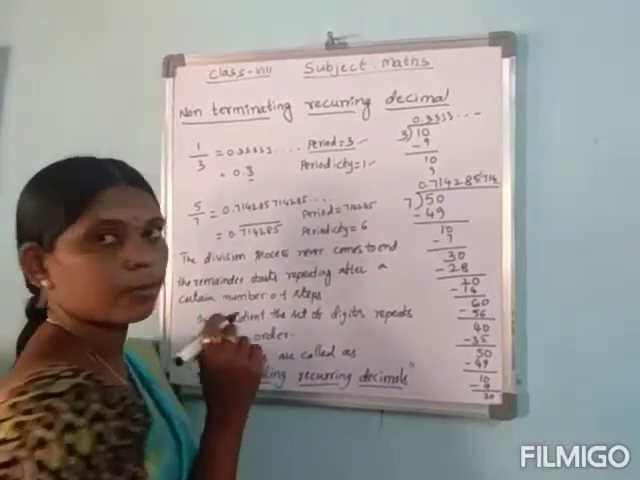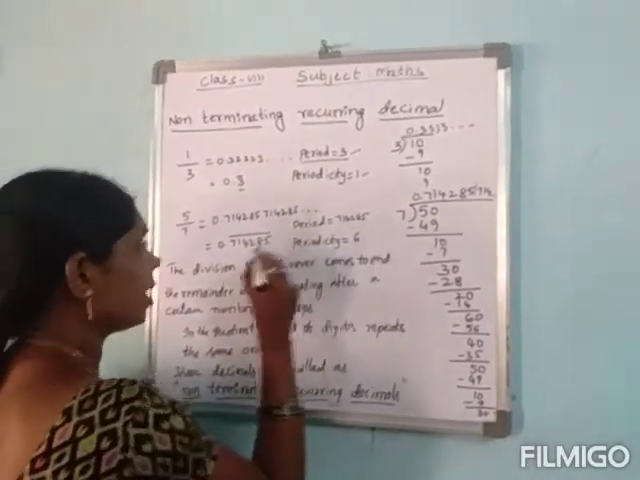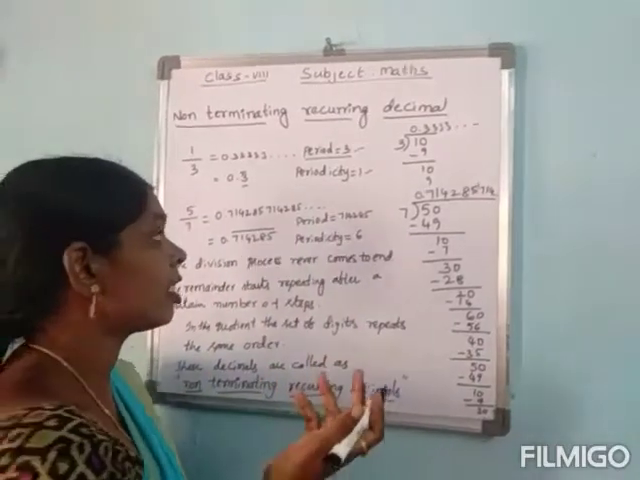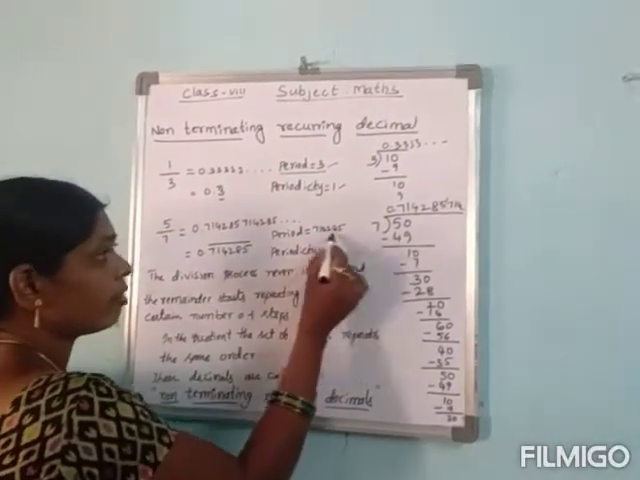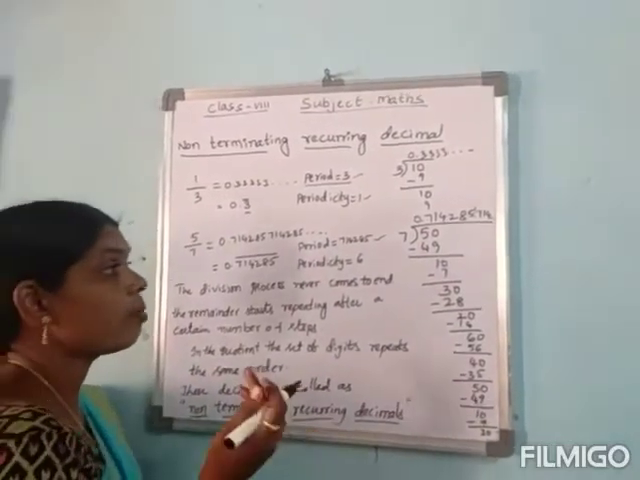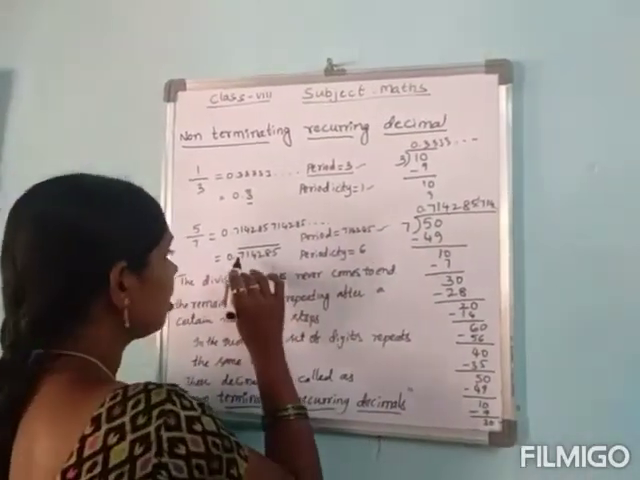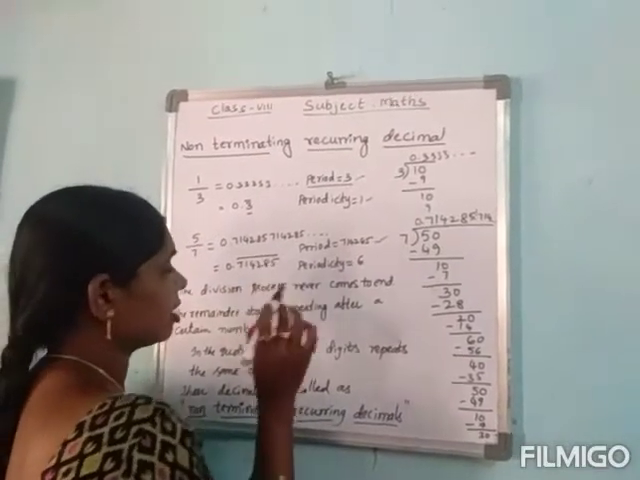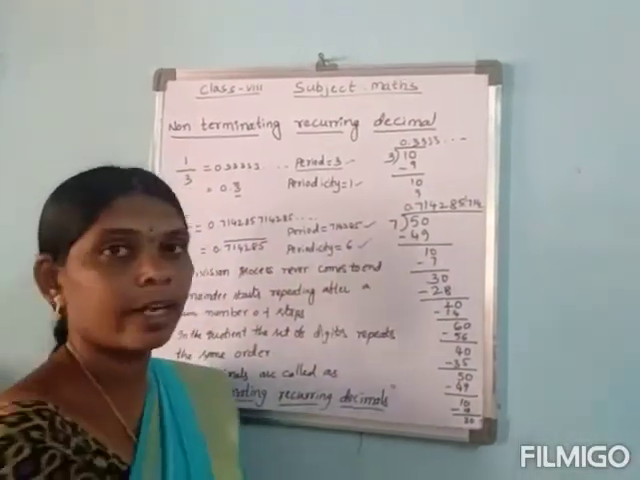0.714285 bar. So what is the period? Which numbers are repeating once again? 714285 is repeating once again. Next, what is the periodicity? How many digits are repeating? Here 1, 2, 3, 4, 5, 6. 6 digits are repeating again and again.